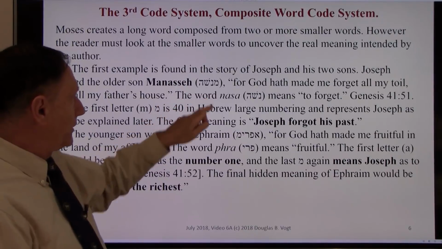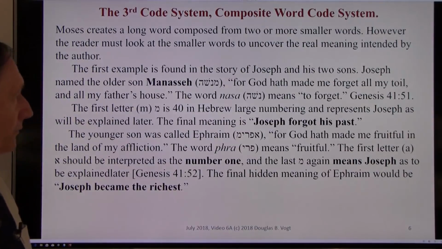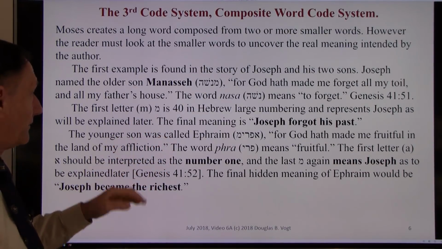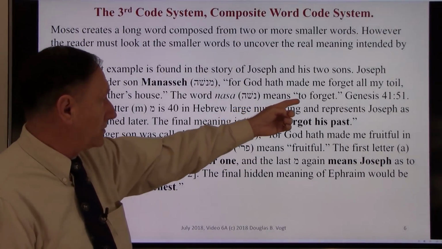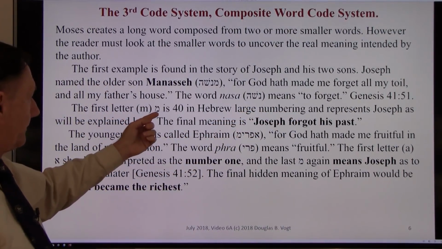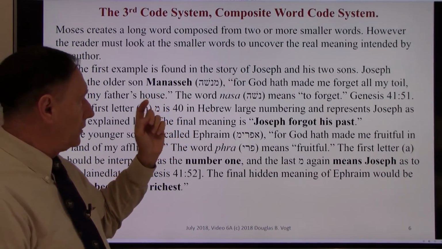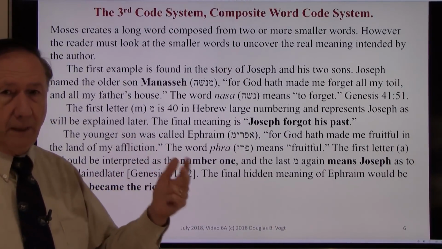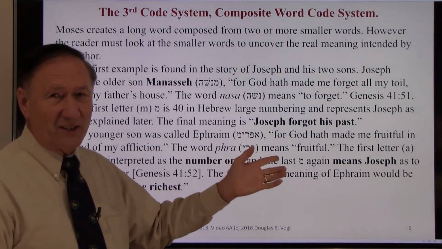We'll take this. The traditional definition of Manasseh, or meaning, was, "For God hath made me forget all my toil and all my father's house." Now, when he says all my father's house, he forgot everything about his father and what he believed in. The word Nasa, second half of the word, means to forget. The Mim is 40 in large numbering, and you'll learn later in this video what 40, 60, and 70 means. It means Joseph. You'll understand why.